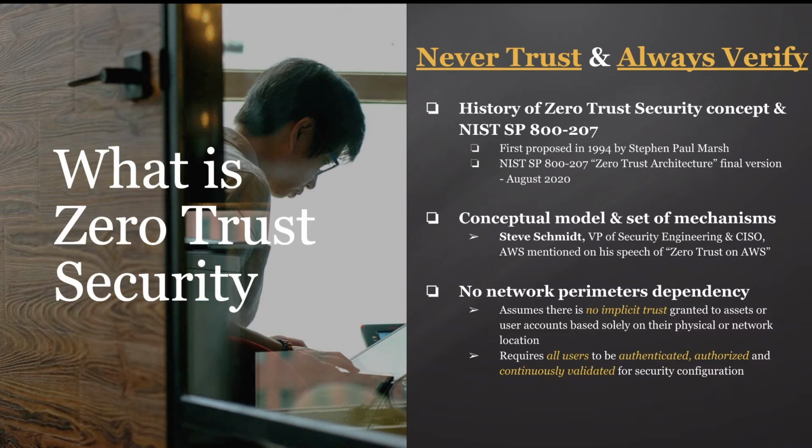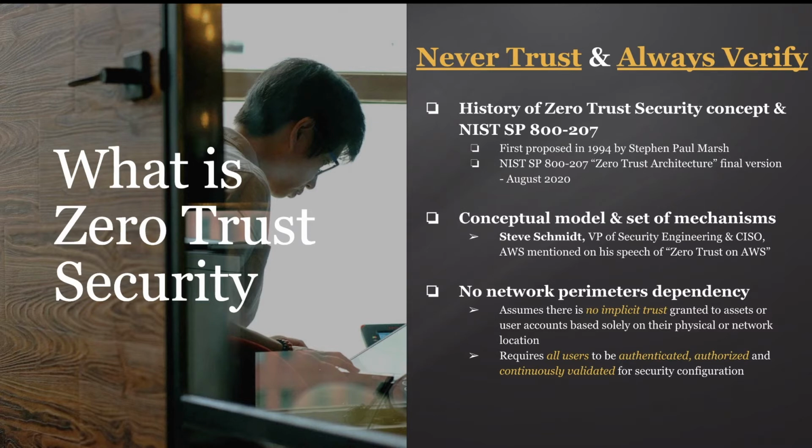However, it took about 2 decades for Zero Trust architecture to become prevalent, driven in part by increased adoption of mobile and cloud services. By August 2020, the final version of Zero Trust architecture was published by the National Institute of Standards and Technology. Now let's come back to the question, what is Zero Trust security? Steve Schmidt, VP of Security Engineering and CISO at AWS, mentioned in his speech of Zero Trust on AWS.